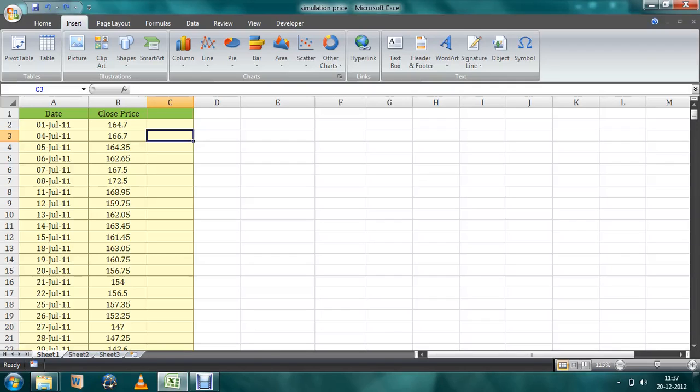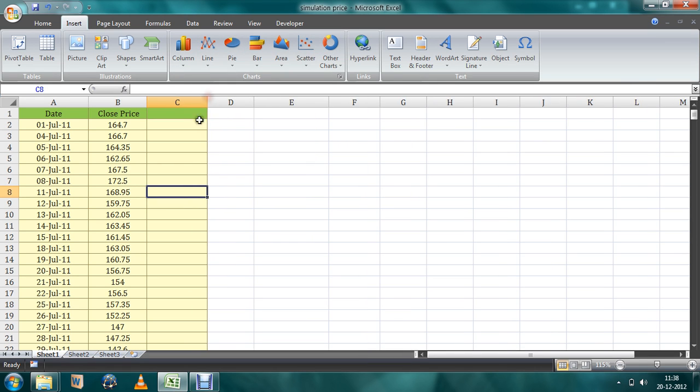Good morning friends. Today I am discussing the simulation of stock prices. These are the historical prices given for a stock, and we have to predict the future prices of this stock for the next 100 days or 200 days. How do we predict the future price? This is using random number generation, and this is a simulation using random number generation.